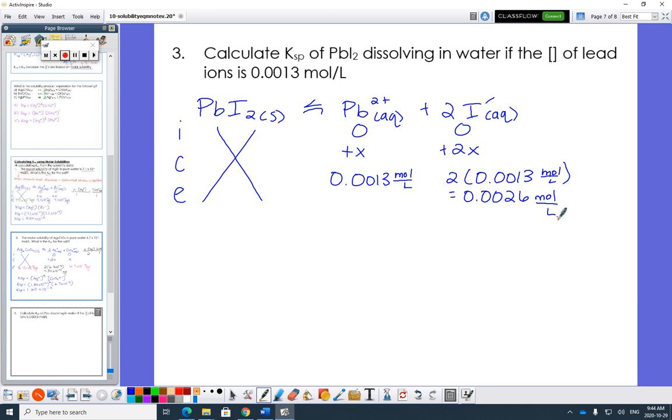And we still do the same thing. Write the equilibrium law. Times the value by the concentration value by 2, also square it.